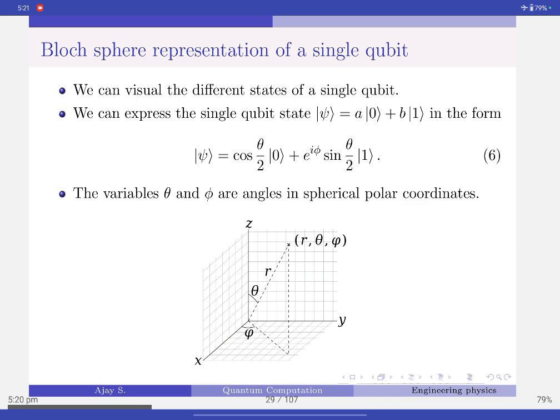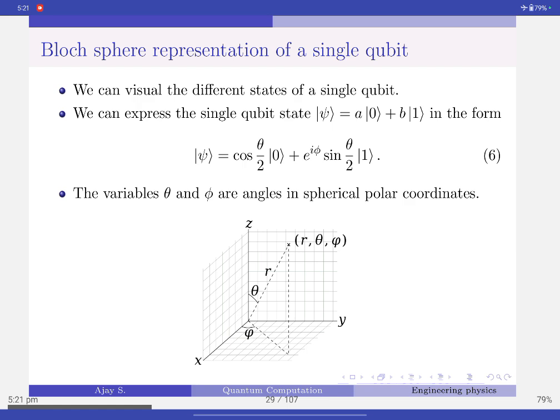r is the distance from the origin of the point, and theta is the angle made by the position vector with respect to the z-axis, and phi is the angle measured from the x-axis to the projection of the vector in the xy plane. So equation 6 represents the general qubit state, a single qubit state in spherical polar coordinates. For different values of a and b, we have different states for a single qubit.